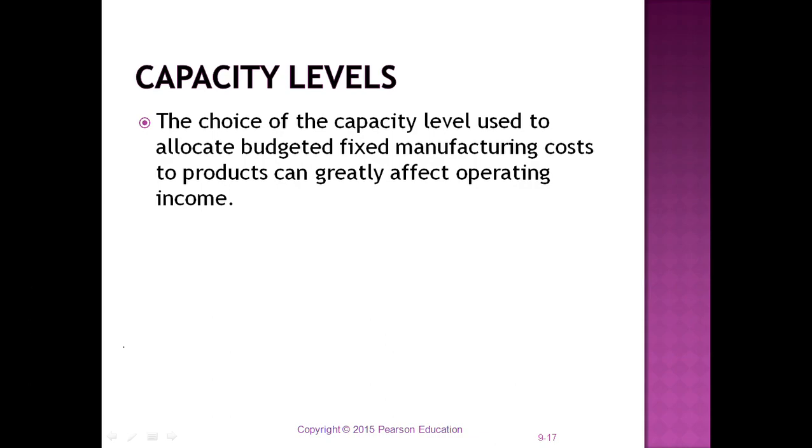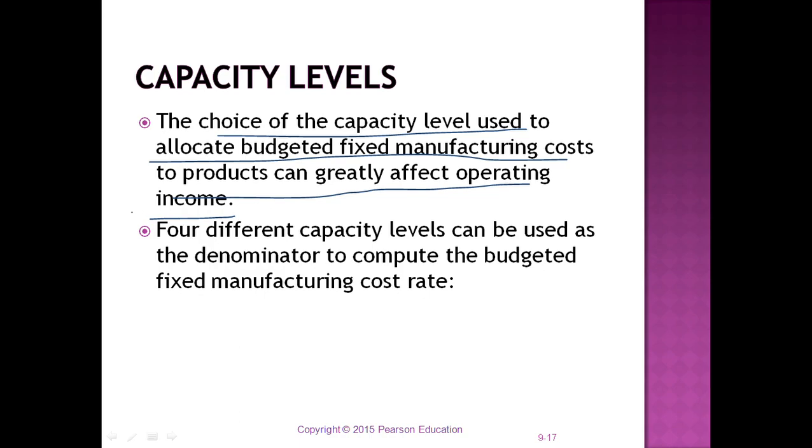So we could say that the choice of capacity level that's used to allocate the budgeted fixed manufacturing cost to the products can greatly affect the operating income. So there are four different capacity levels which can be defined by the managers, or which can be used as a denominator level to compute the budgeted fixed manufacturing cost rate. By fixed manufacturing cost rate, I mean the total cost divided by the number of units to be produced.